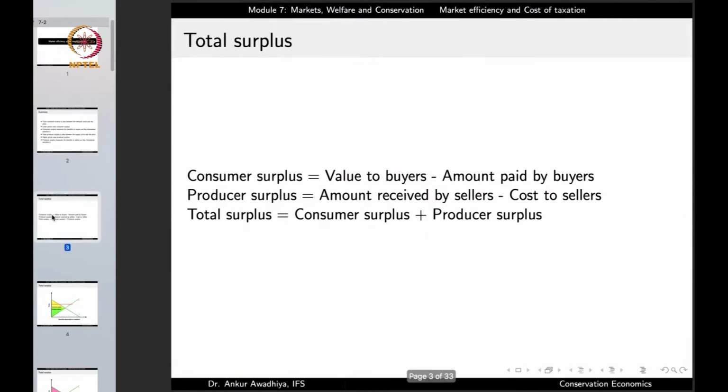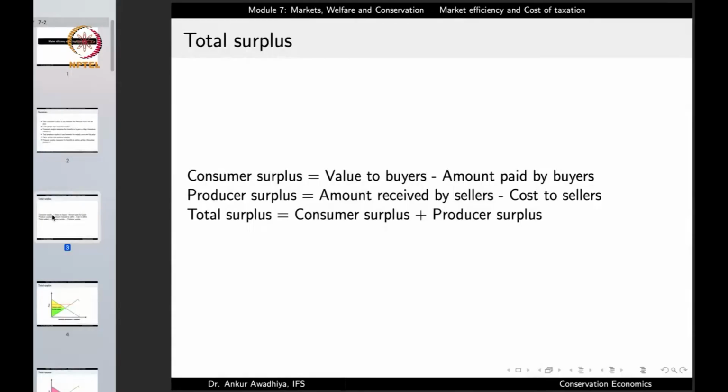Now, with both of these, we can define the total surplus. In a market, people are either buyers or they are sellers. So if we add the buyer's surplus and the seller's surplus, that is the consumer surplus and the producer's surplus, then we come to a value of the total surplus. So total surplus is defined as the consumer surplus plus the producer's surplus.